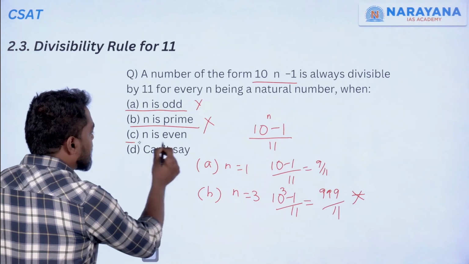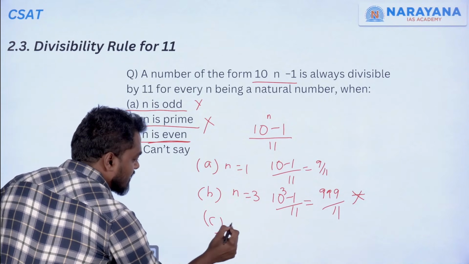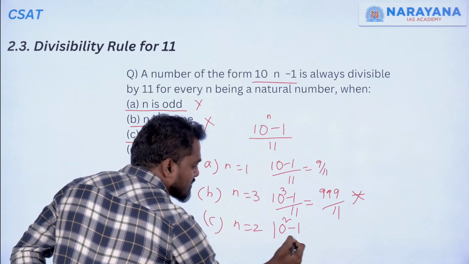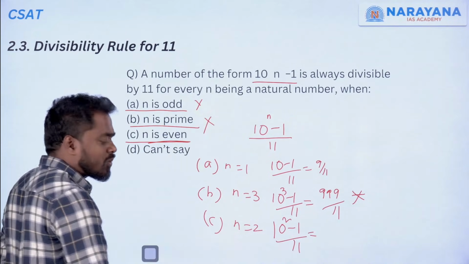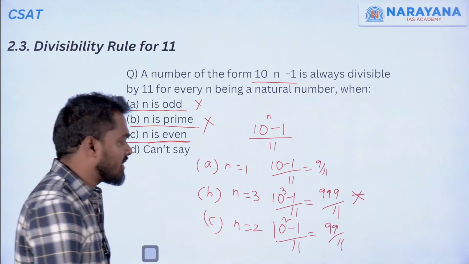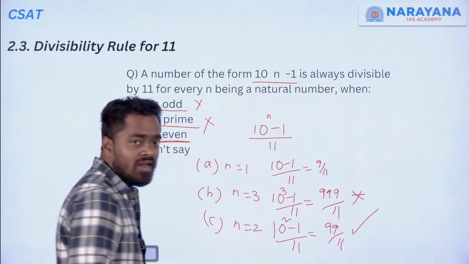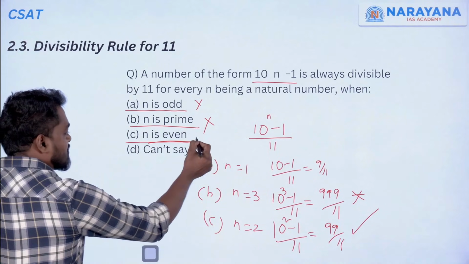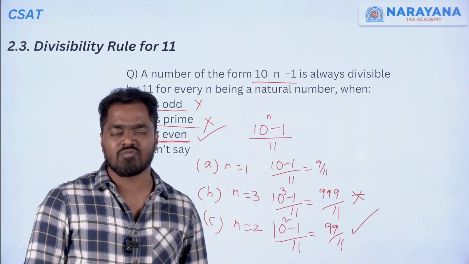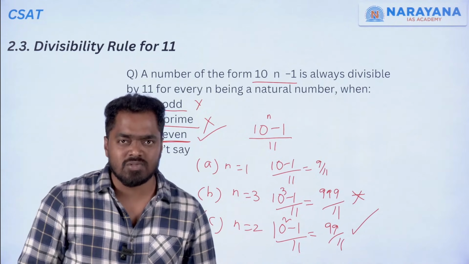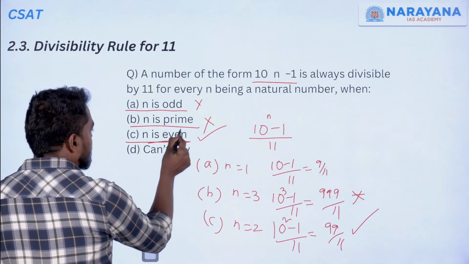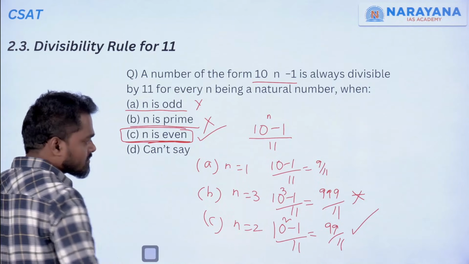If you see the third option, n is even. For example, take 2. So 10 square minus 1 by 11. So 100 minus 1, 99 by 11. Yes, 11 nines are 99. The remainder is 0. So n can be even. So this option is correct. So in these kinds of problems, no need to panic. Try to substitute some values, and also you can go through the options. So the answer is C.